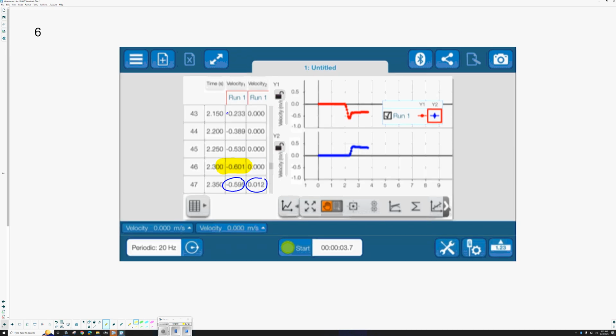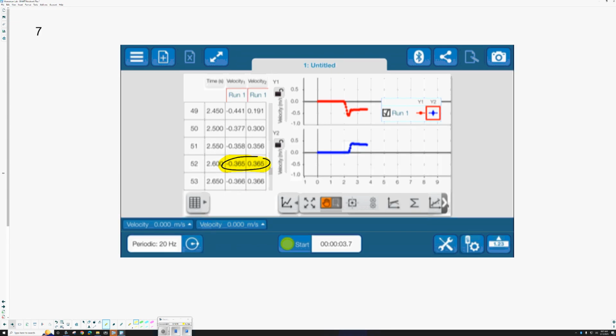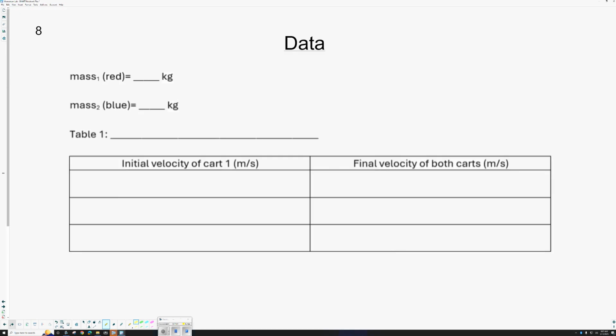VI in this case, 0.601, VF, 0.365 meters per second when they both become the same. Now we're going to record that. You're going to have already recorded the masses, right? Including the mass you put onto the red cart. You're going to title this table. Title might be just something as final velocity of two cars as a function of the initial velocity of the first car, something like that. It's just essentially a word description of what the table represents.